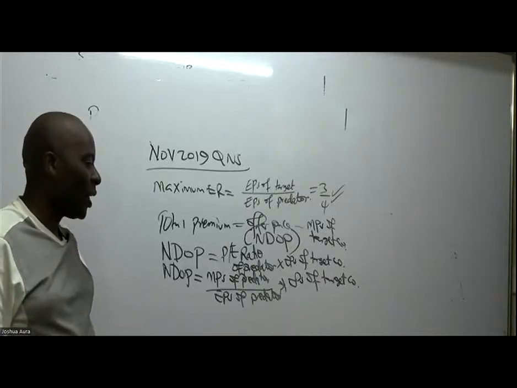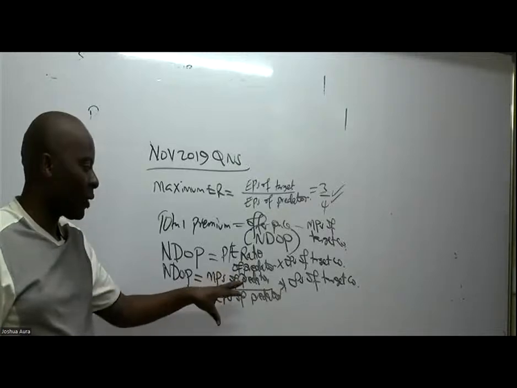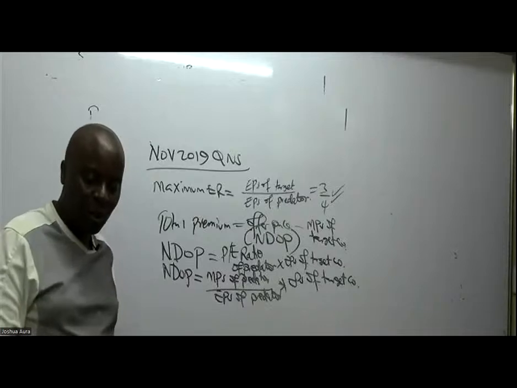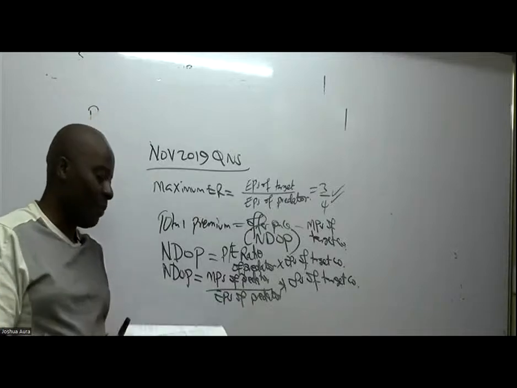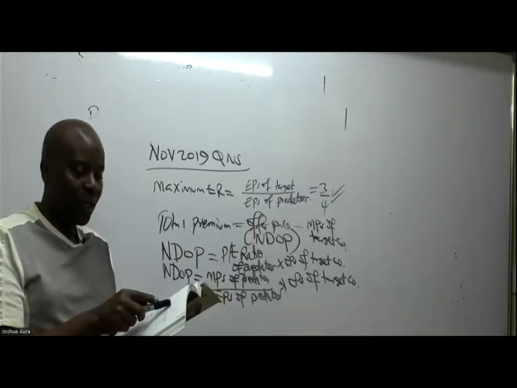So remember, it is P over E, MPS over EPS. So the MPS of the predator, that's MPS of company A over EPS of company A. They've given me the MPS of company A, I can see it there. MPS of company A is 60, right?